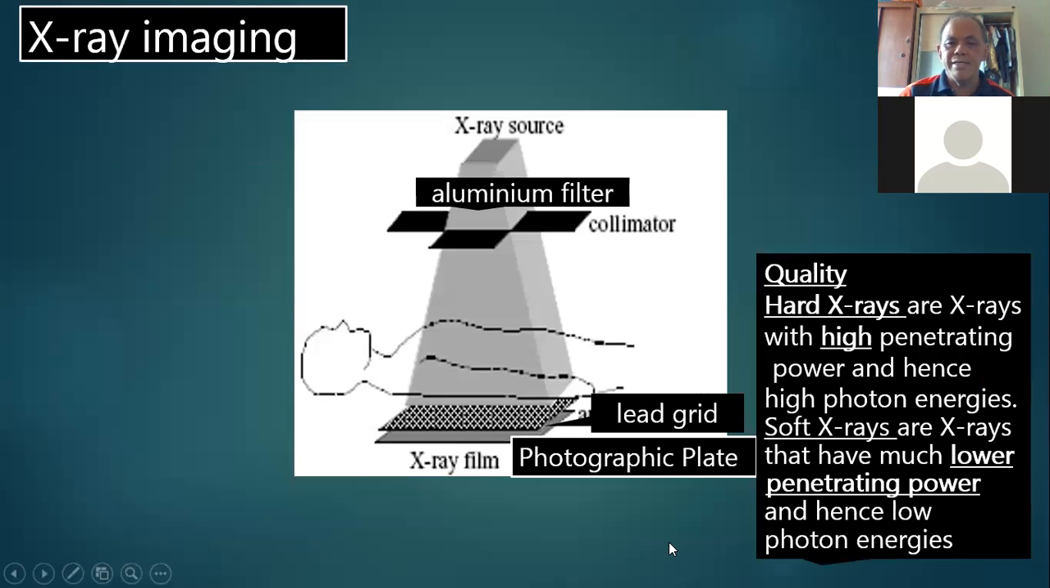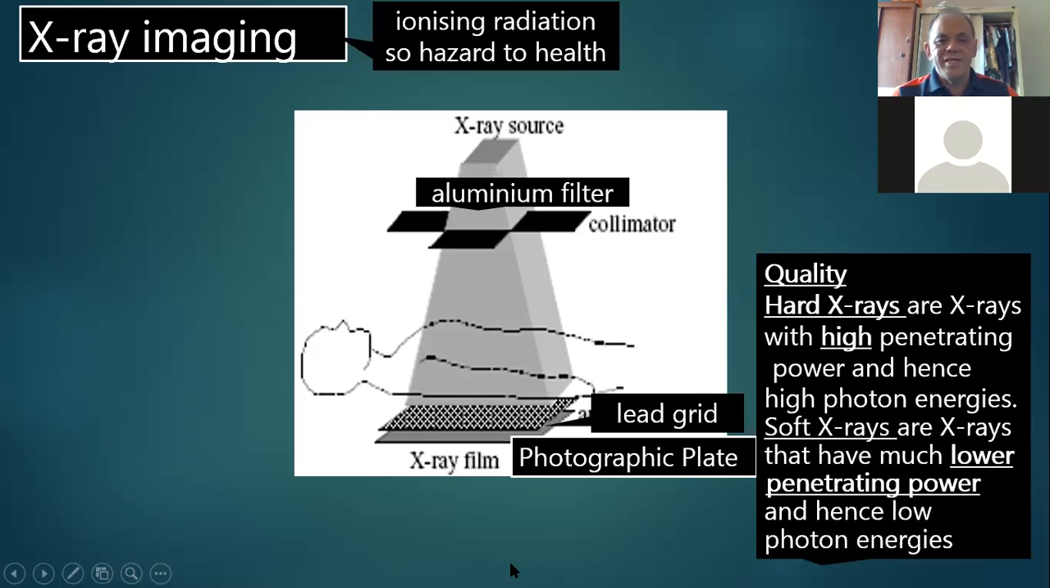Okay, let's just summarize. Hard X-ray has high penetrating power, so it means high photon energy. Soft X-ray has low penetrating power, just passes through the tissue, so you have low photon energy, and you have a photographic film. There's a lead shield. Just to summarize what we have learned. That's all.